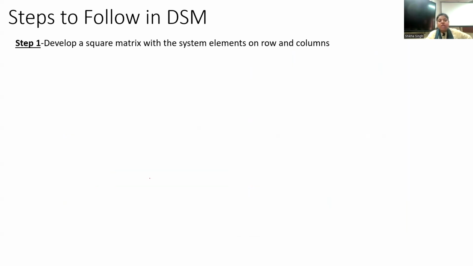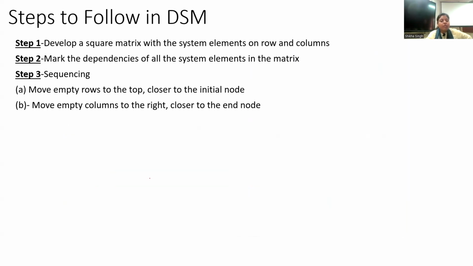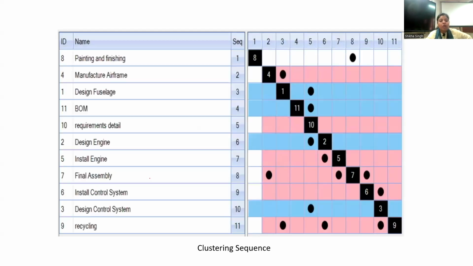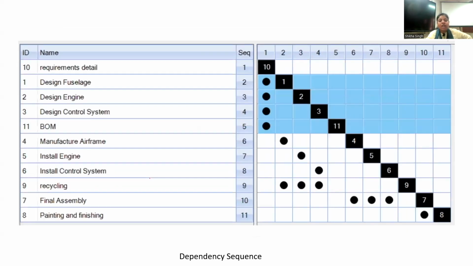Right? So you see the steps we have followed. We have sequenced. Empty rows have been moved to the top. I hope you have noticed it. You see here the empty row is at the top, and the empty column. You see this row is empty. It was earlier on the downside, but now after the dependency sequence, the empty row is on the top, and the empty column is in the corner, right?